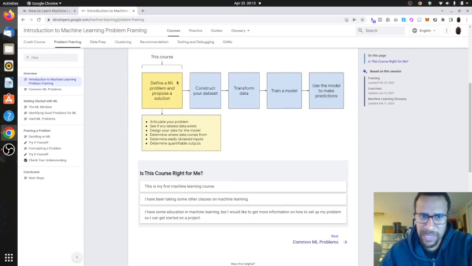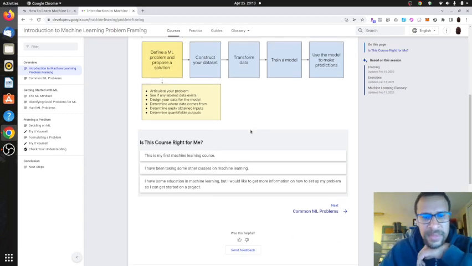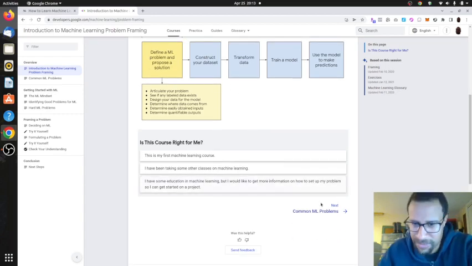This course: define a problem and propose a solution. Construct your data set, transform data, train a model. That's the rest of ML. This course covers the beginning: define a problem and propose a solution. Is this course right for me? Yes, move forward.